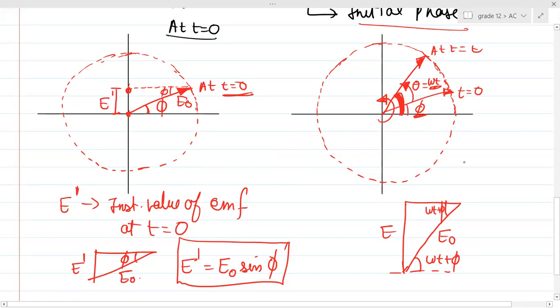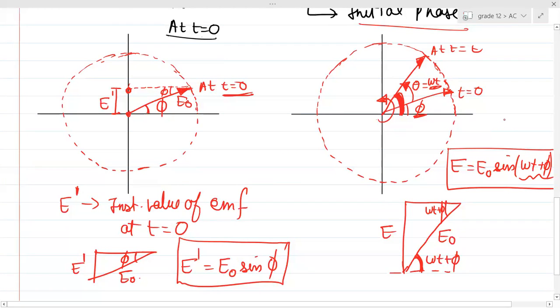And can you see, when you solve it again, you will get E equals to E naught sine omega t plus phi. Everyone understood what exactly you mean by phase? Phase is basically just the angle, the angle which it makes with the positive x-axis. Is it clear? Everyone, is it clear? Yes, sir.